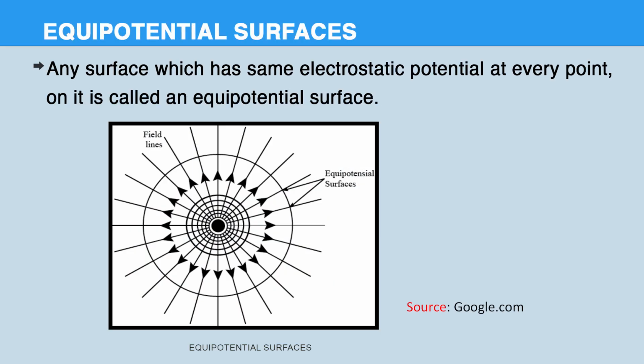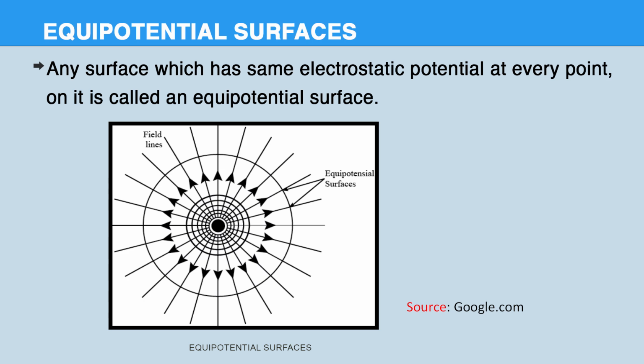Our last topic is equipotential surface. What is an equipotential surface? It is a three-dimensional surface on which every point has the same electrical potential. This means that if a test charge moves anywhere on this surface, the electric potential energy remains constant and no work is done by or against the electric field.